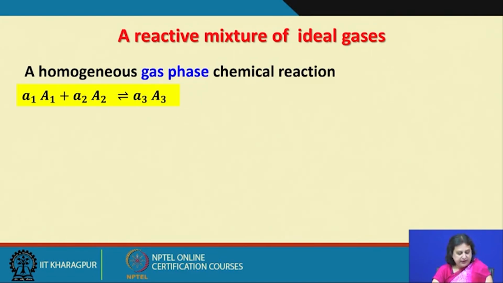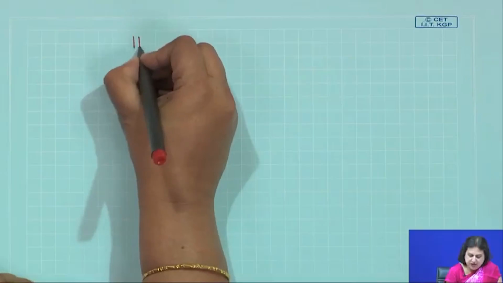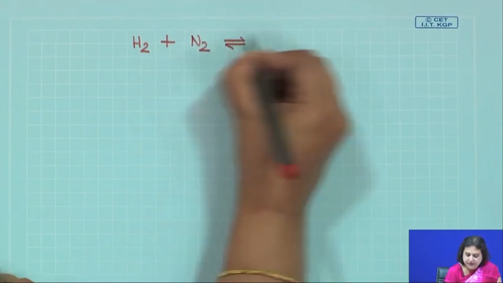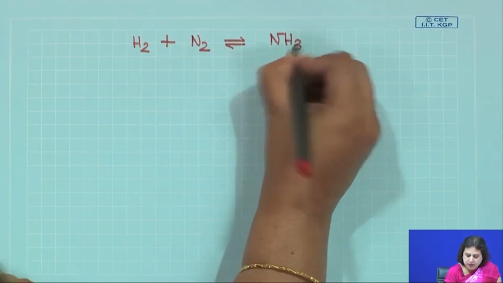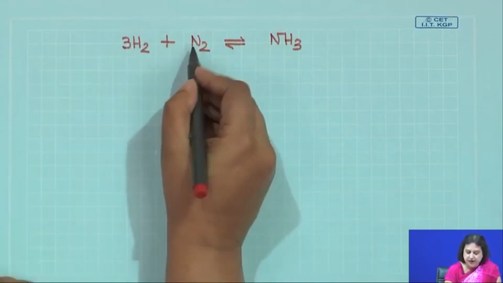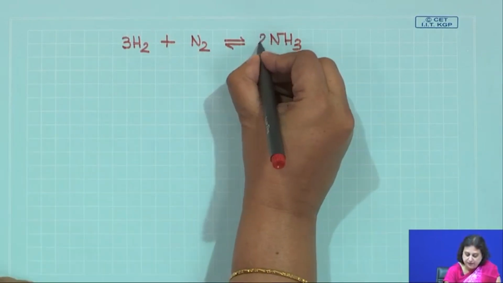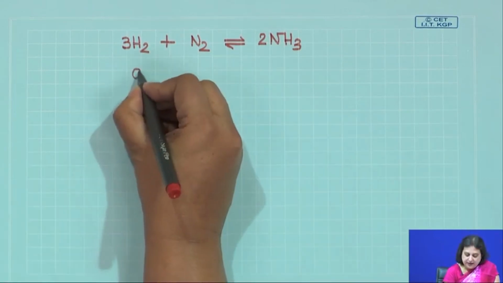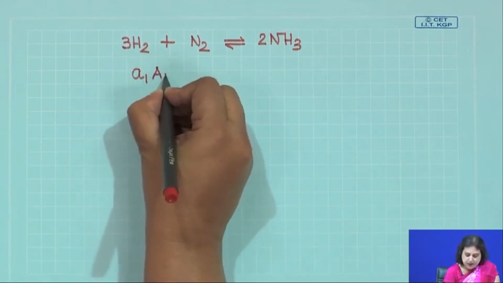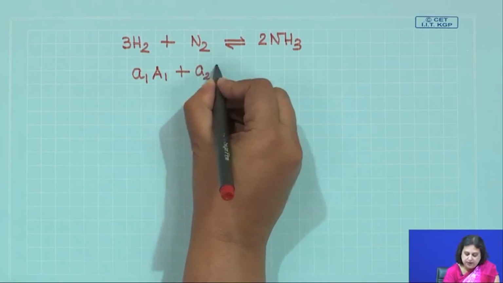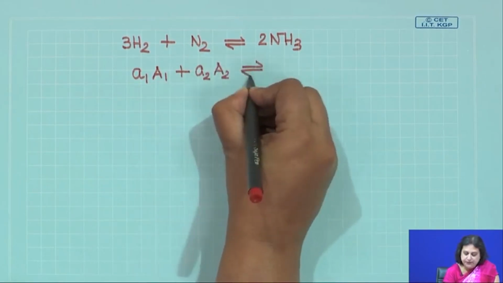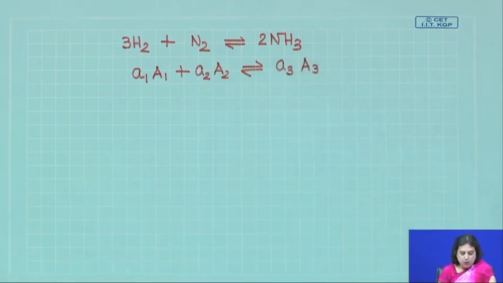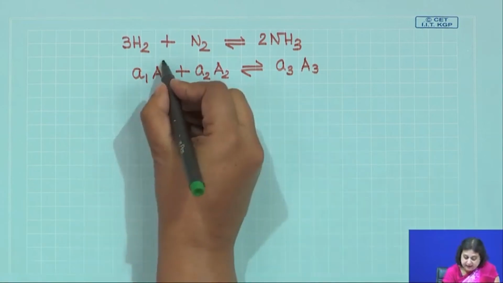So, you obviously know that famous reaction between hydrogen and nitrogen giving rise to ammonia. So, if I take 3 moles of hydrogen, react it with 1 mole of nitrogen, I get 2 moles of ammonia. So, in this way I am writing capital A1 plus capital A2 giving rise to some capital A3. Okay.